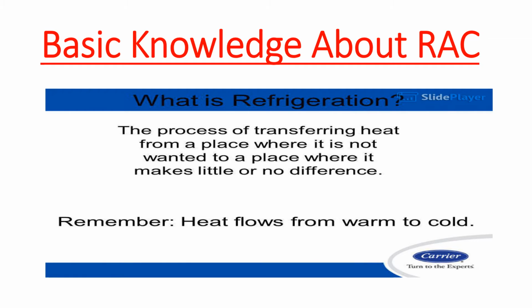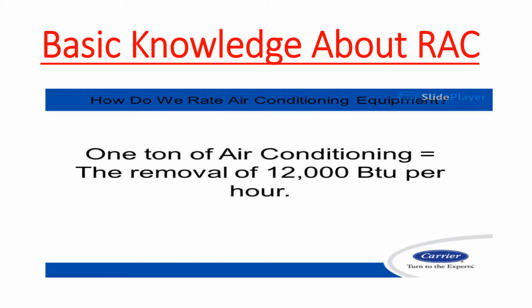What is refrigeration? Remember, heat flows from warm to cold. The process of transferring heat from a place where it is not wanted to a place where it makes little or no difference. Remember, heat flows from warm to cold. 1 ton of air conditioning equals the removal of 12,000 BTUs per hour.